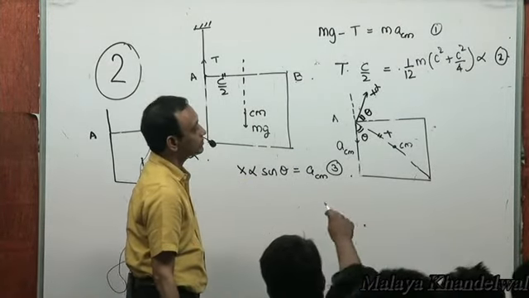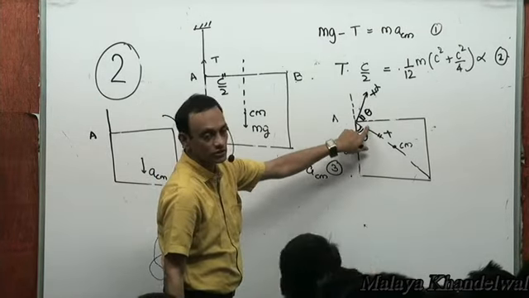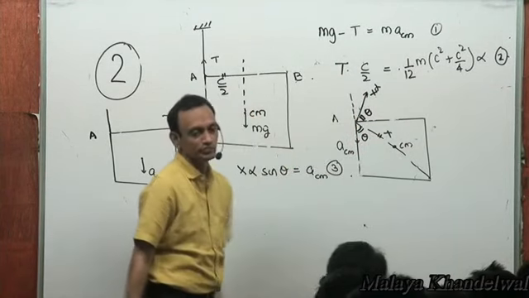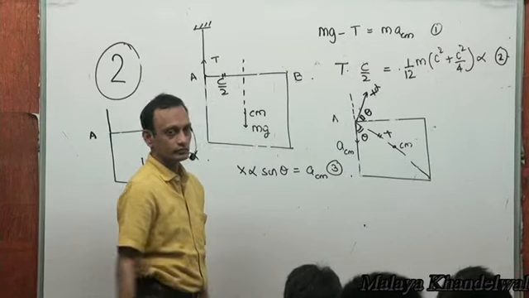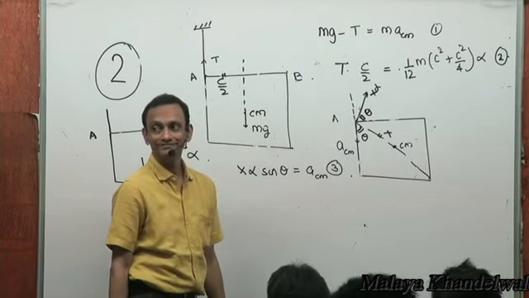Which one? This is theta. So this is 90 minus theta. So this is theta. No? This is perpendicular. What? No?